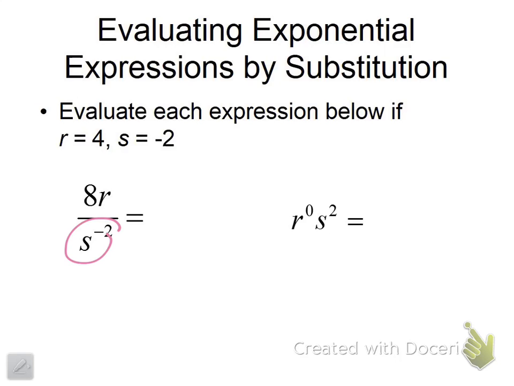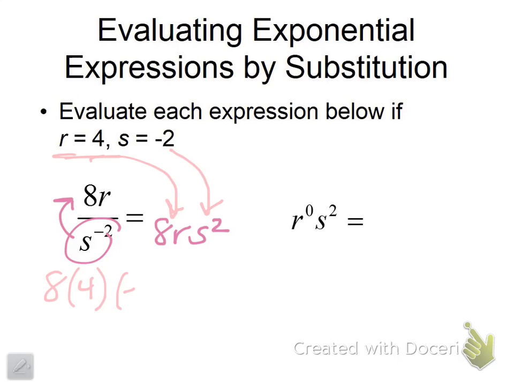Okay, so this one we got to move up top. So once we move it up top, it's going to be 8r. There's nothing on bottom, just s squared. And then we're going to plug in our values. So r is 4, so we're going to plop it in for r. S is negative 2, we're going to plop it in there. So 8 times 4 times negative 2. Again, always put it in parentheses. Okay, negative 2 squared is 4, so we got 8 times 4 times 4. And that is 128. So there's my answer for that one.